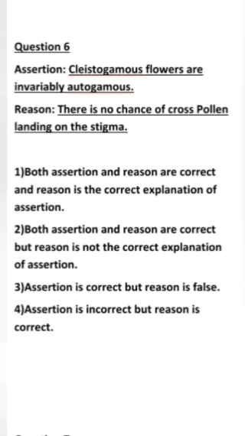Question 6. Assertion: cleistogamous flowers are invariably autogamous. Reason: there is no chance of cross pollen landing on the stigma. So here both assertion and reason are correct, and reason is the correct explanation of assertion. Cleistogamous flowers are always closed. So there is no chance of cross pollen landing, and therefore they are invariably autogamous.